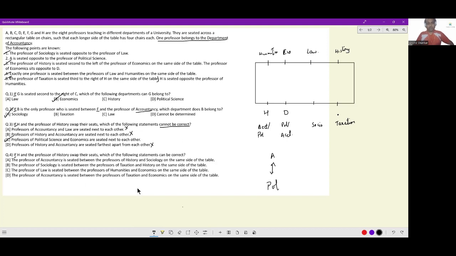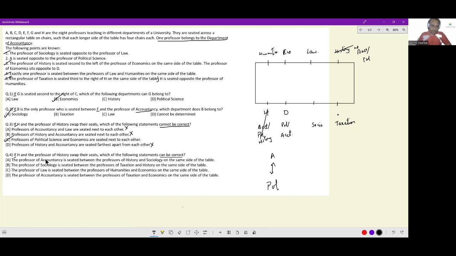Let's go. Next question now. If H and the professor of history swap their seats, it's the same storyline. I'm saying this because this is the last question, I'll place it here. History comes here and H with his accountancy or pol science comes here. If H and the professor of history swap their seats, which of the following statements can be correct? Last time we were looking for statements that could not be correct in any case. Now we are looking for a statement that can be correct. Even if in one case it is correct, that should be the answer.